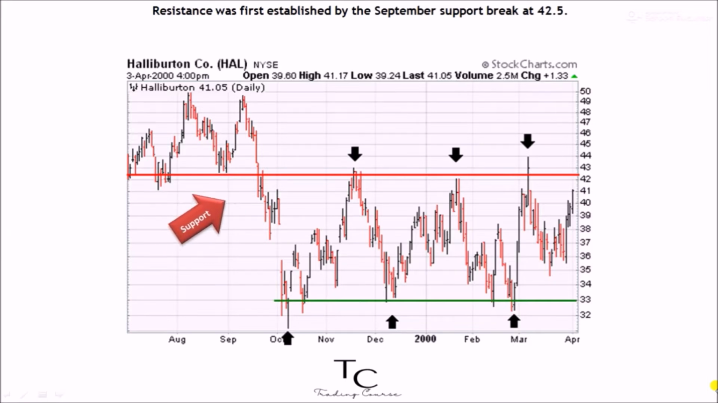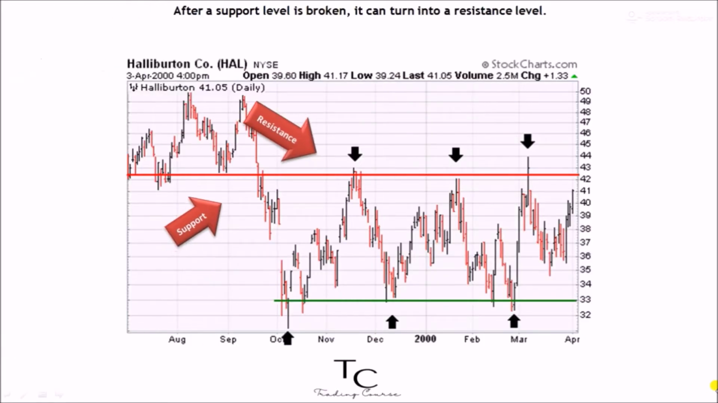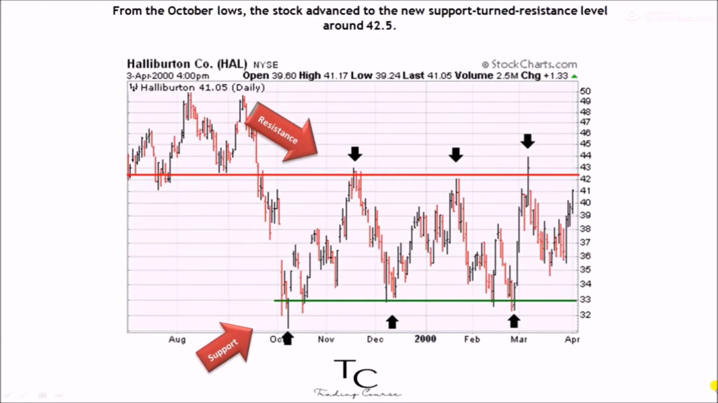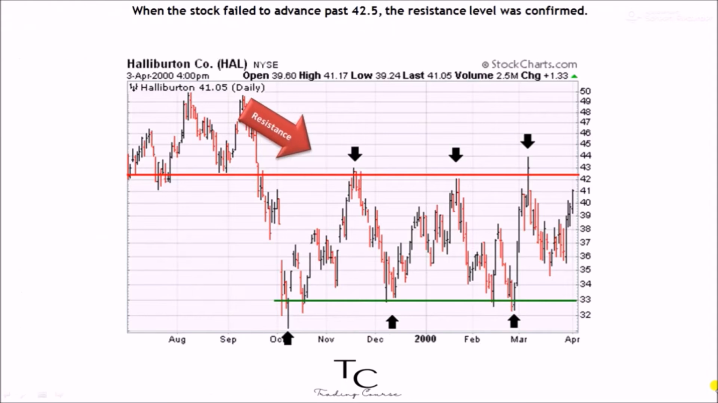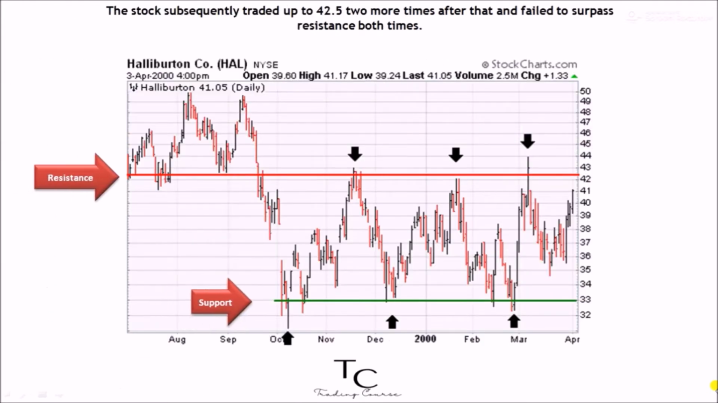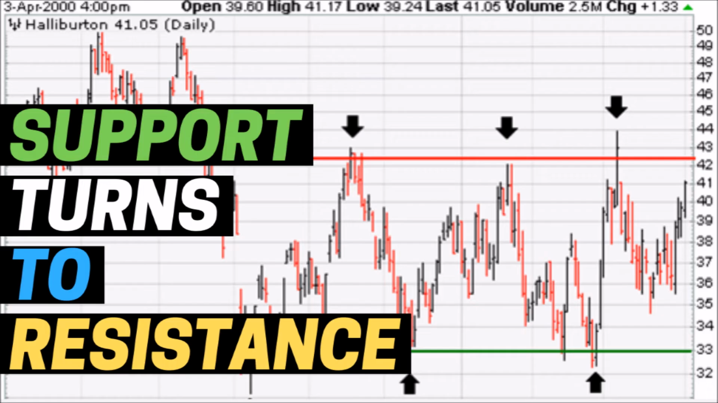Resistance was first established by the September support break at 42.5. After a support level is broken, it can turn into a resistance level. From the October lows, the stock advanced to the new support turned resistance level around 42.5. When the stock failed to advance past 42.5, the resistance level was confirmed. The stock subsequently traded up to 42.5 two more times after that and failed to surpass resistance both times.